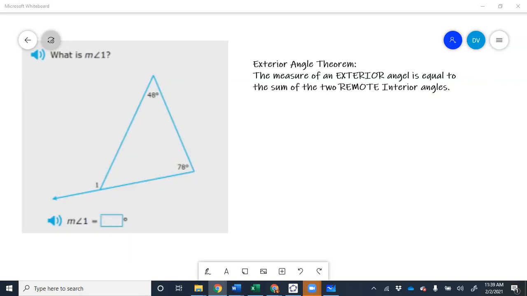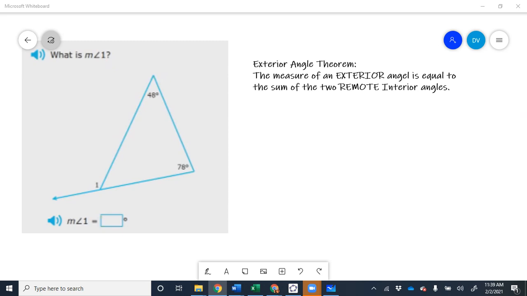So this problem asks us, what is the measure of angle 1? I know it says M. Mathematicians, I think, are lazy, so they don't want to write the word measure. Measure of angle 1, they just write the M. Now, this problem is going to be easy if we understand this theorem. It's called the exterior angle theorem.